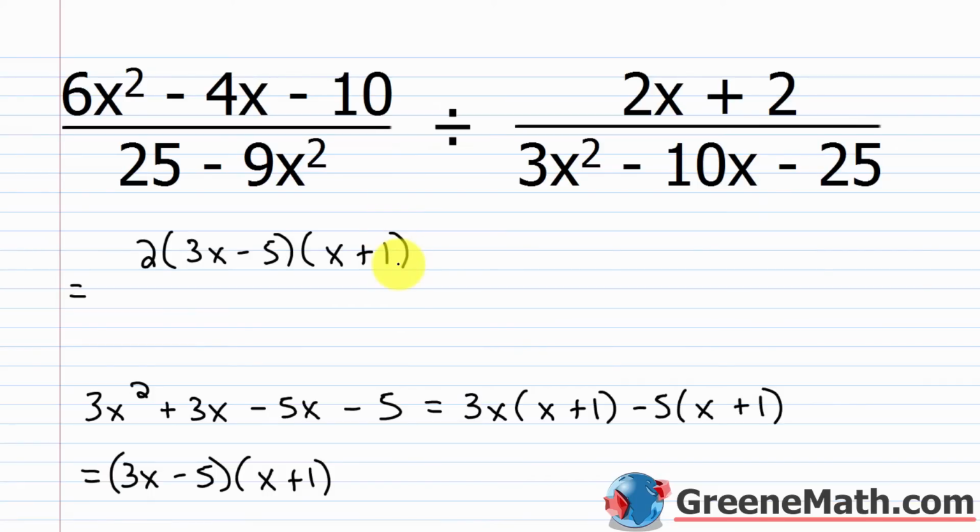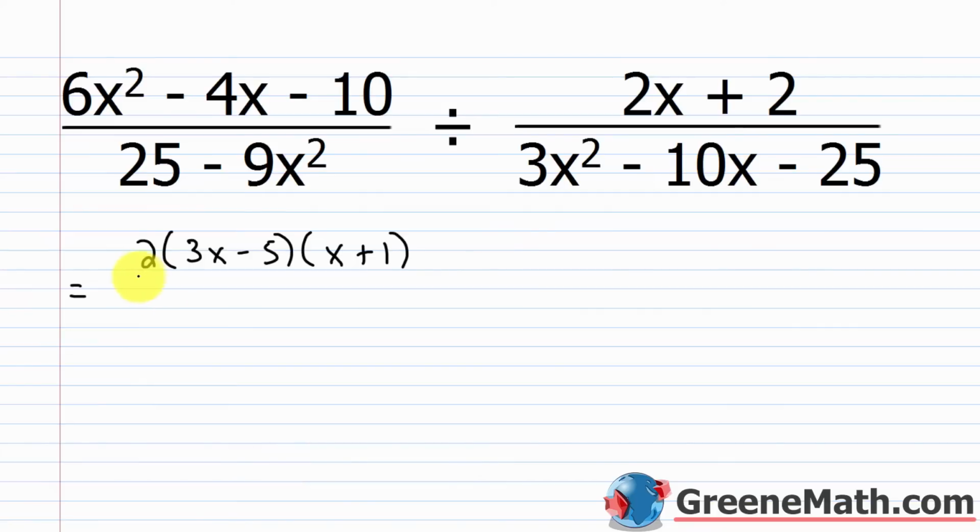So now that that's factored, let's take a look at this denominator here. So at first glance, it doesn't seem like you can do anything. You have 25 and you have 9. You don't see a variable involved there. So 25 is 5 times 5, 9 is 3 times 3. You're thinking, well, I can't really factor that. You got to pay attention to these things. This is the difference of two squares. Remember, 25 is 5 squared. And 9x squared would be what? It would be 3x squared.